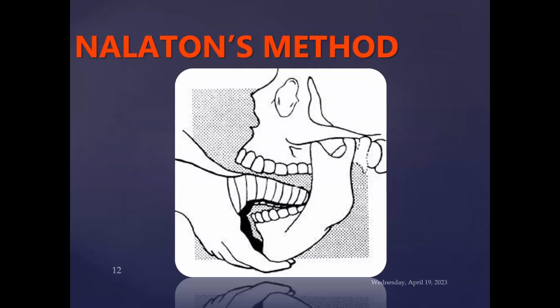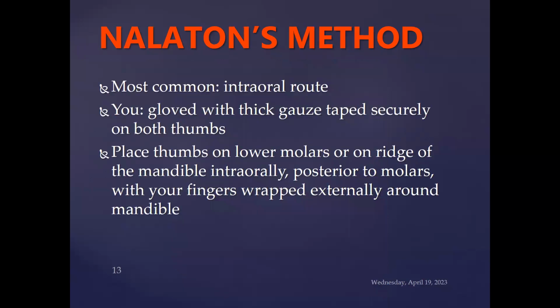So this is a photograph showing how to reduce a dislocated mandible. You stand in front of the patient. It's an intraoral route. You glove, with thick gauze wrapped securely on both thumbs. You place them over the molars, on the ridge of the mandible intraorally, posterior to the molars, with the fingers wrapped externally around the mandible. Your other fingers will hold the lowermost portion of your mandible, whereas your thumbs will be on the occlusal surface.